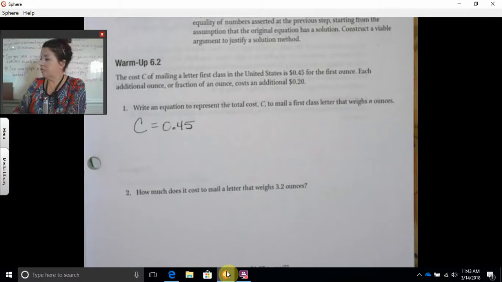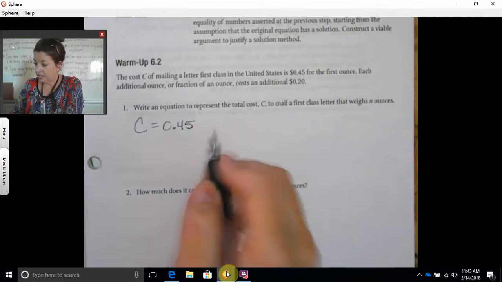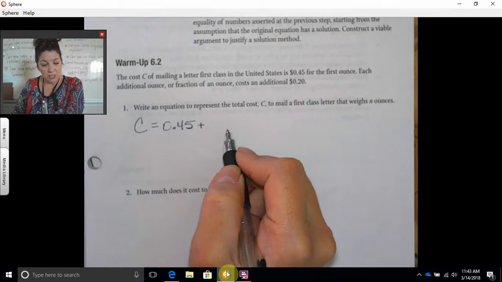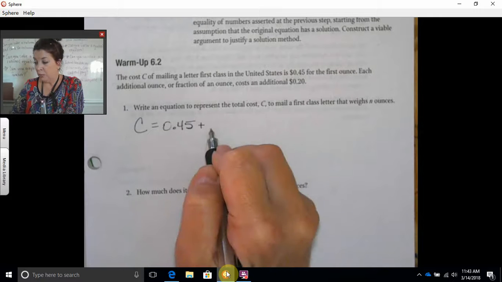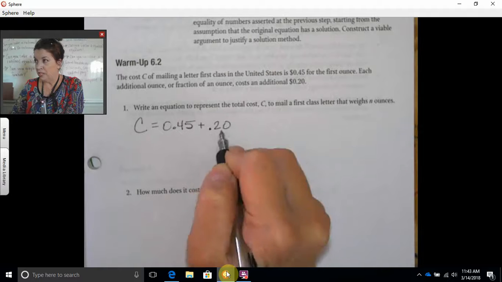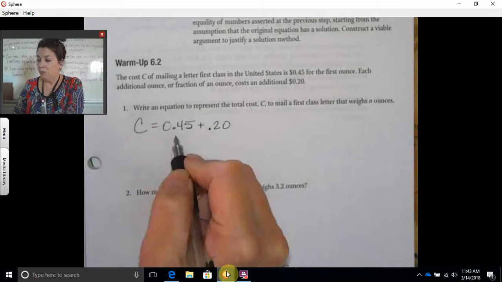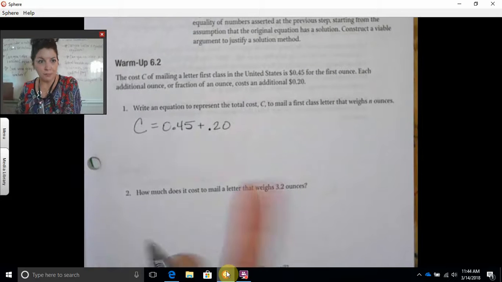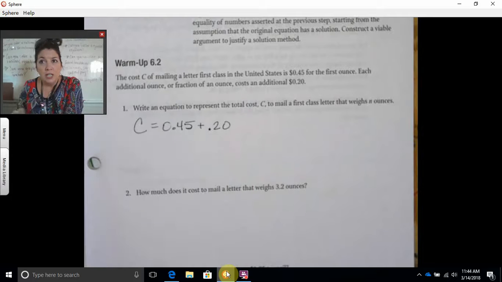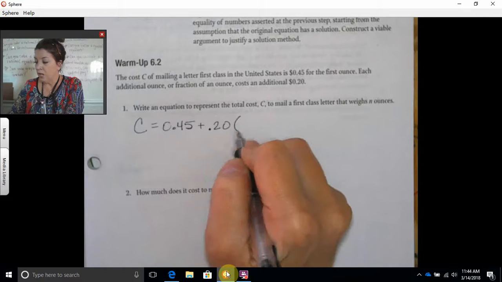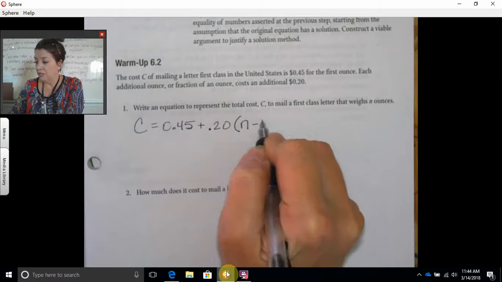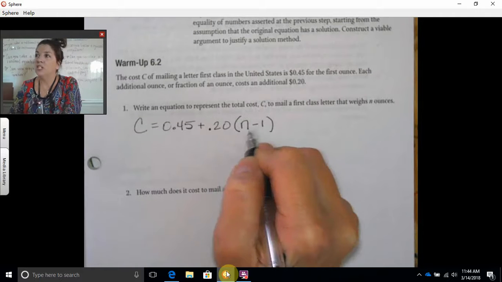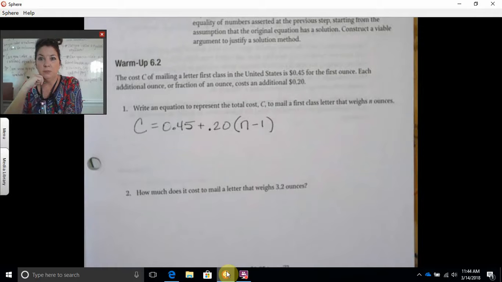45 cents for the first ounce plus, would you just write 0.20 n? Probably a lot of you did. But 0.20 n means 20 cents per ounce plus 45 cents. We already paid 45 cents for the first ounce, so are you going to pay another 45 cents? Are you going to pay another 20 cents for the first ounce that you already paid for? No. So you're going to pay 20 cents times n, but minus 1, because you already paid for the first ounce.